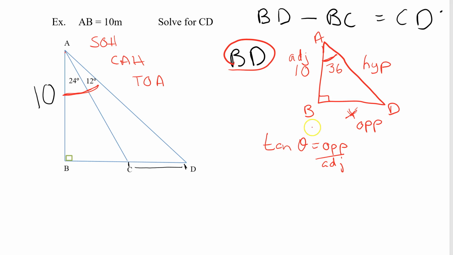Okay, plug in what I know. My angle is 36, so I got tan of 36. Is my opposite, I'm looking for that, so I'll put that as the x. Over, in this case, the adjacent was 10.